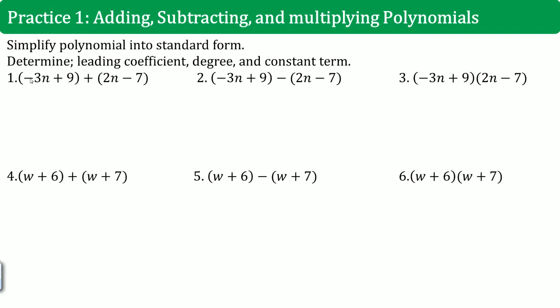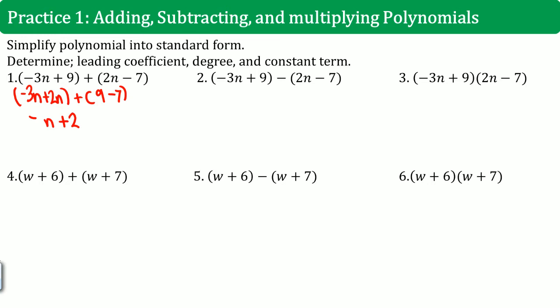The first one, I have negative 3n added to 2n. I just bring this together, and I'm also going to add the constant term now, 9 minus 7. So here, negative 3n plus 2n gets you negative 1n. Add 9 minus 7, which is just 2. No one really writes that 1, so it just becomes negative n.